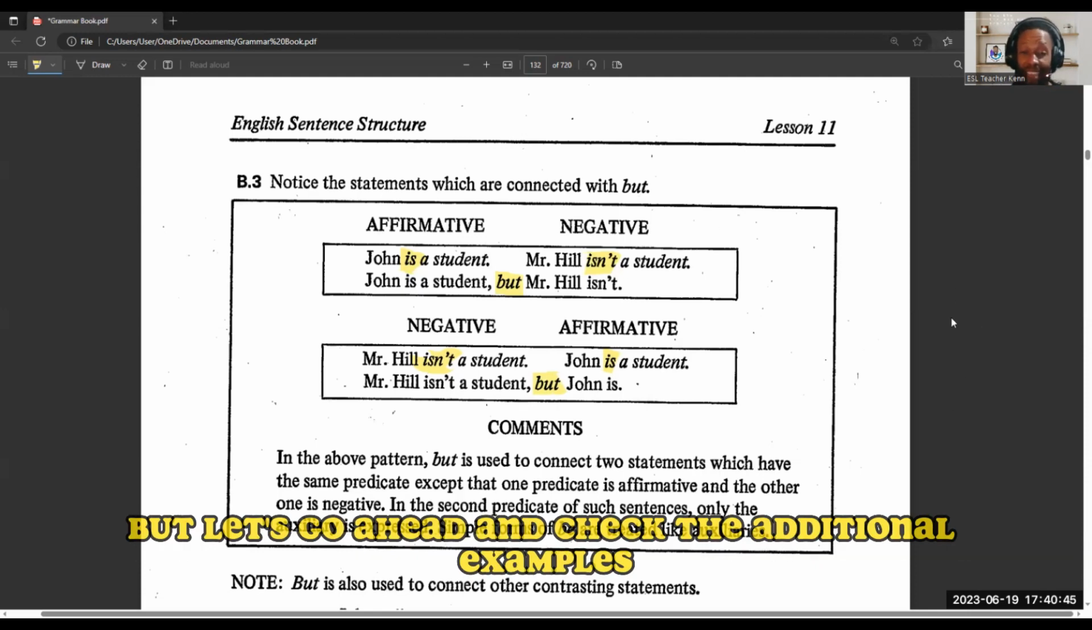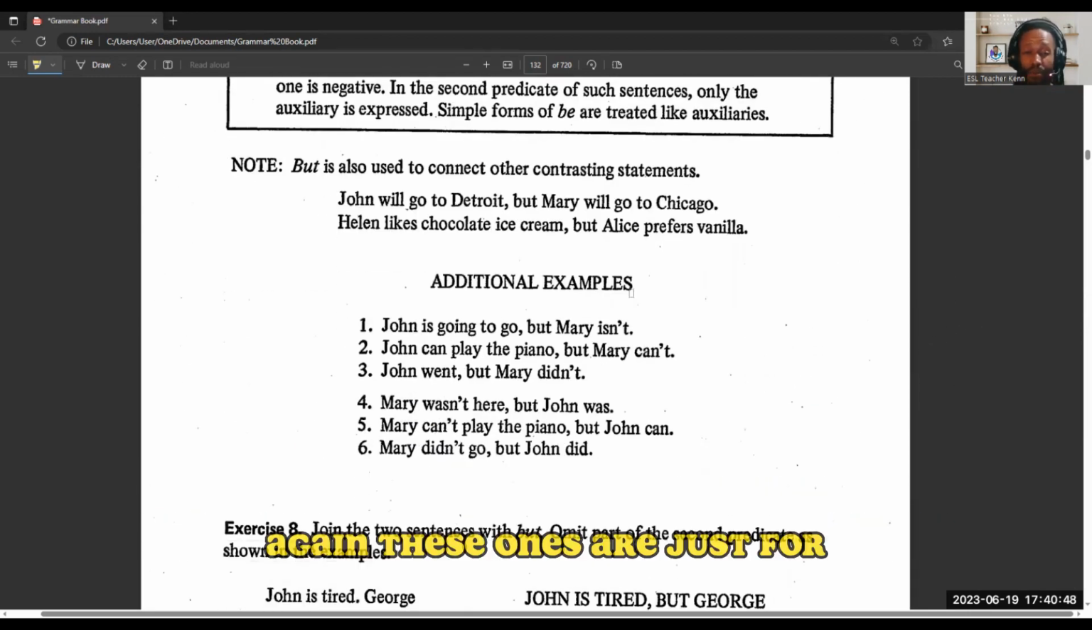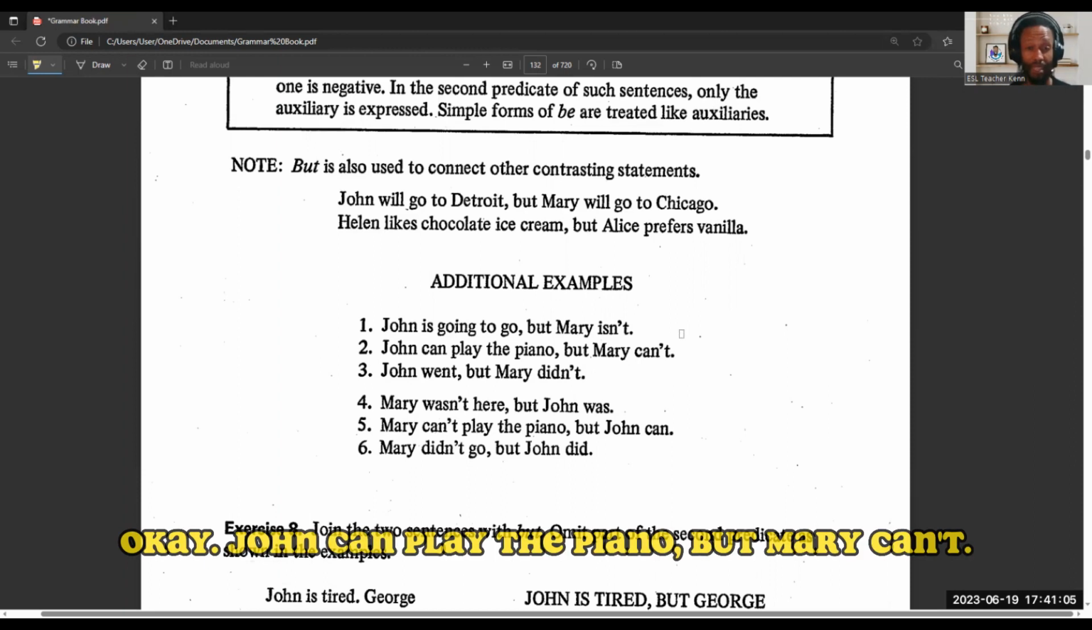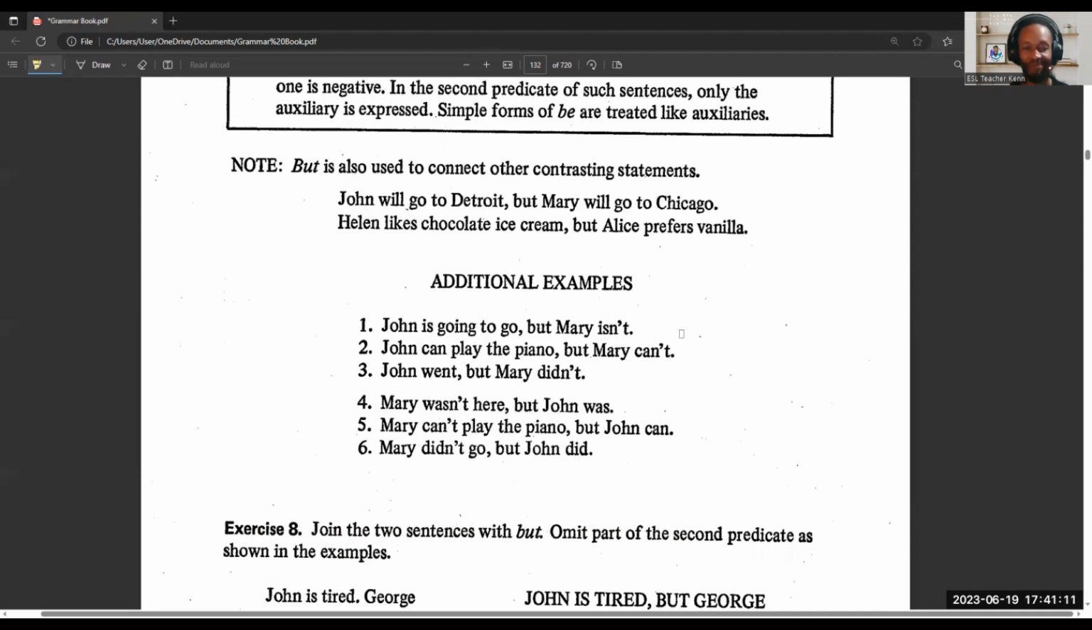But let's go ahead and check the additional examples. Again, these ones are just for but. It says, John is going to go, but Mary isn't. Repeat. John can play the piano, but Mary can't. John went, but Mary didn't. Okay, and now with the negative first. Mary wasn't here, but John was.